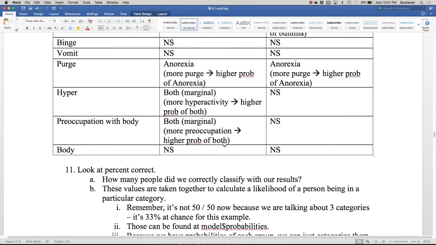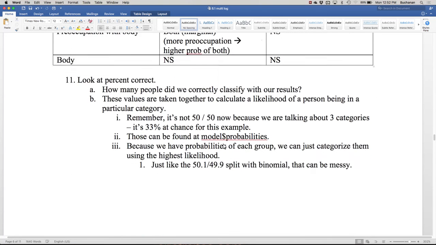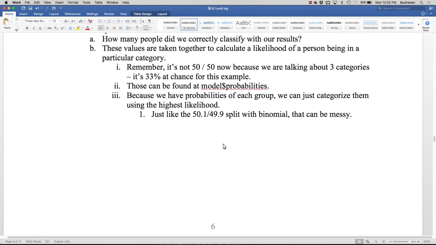All right, so from there, how many did we get correct? There's a lot of non-significant variables. There's only a couple that were useful, but it's a big effect size. So what are we getting right? And I bet what we're getting right is the anorexia group because they're the largest group. So the quick reminder is this is not a 50-50 shot anymore. There's 3 categories. 33% is chance. So if we're just doing better than 33%, we're actually doing significantly better than chance.